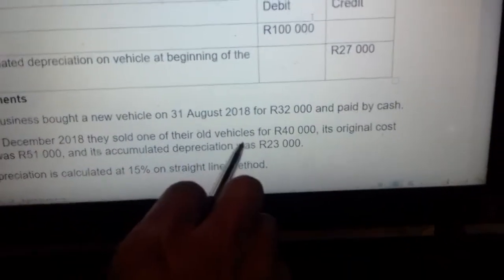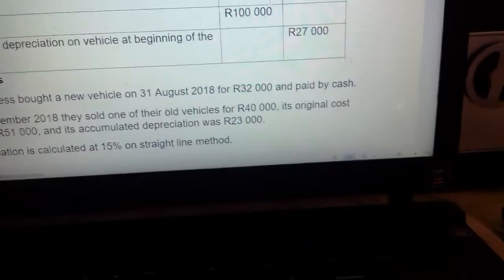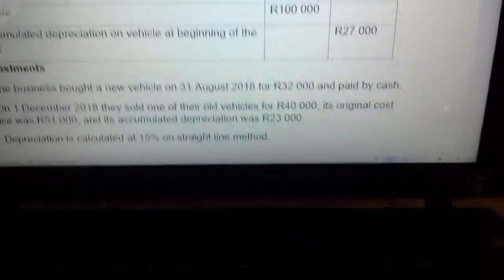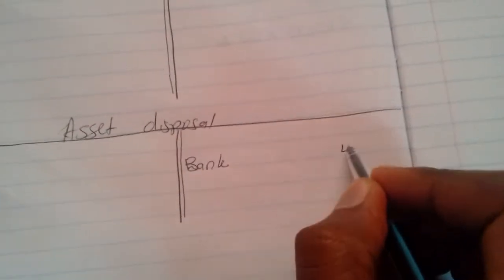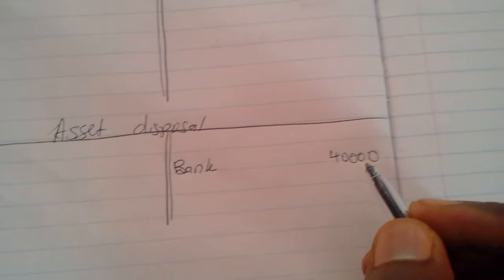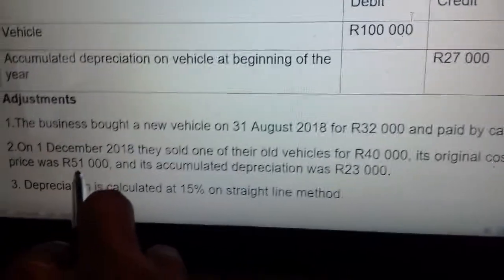They said they sold one of their old vehicles for 40,000. It means they've sold this vehicle for cash, for 40,000. That 40,000 belongs inside your asset disposal account, where you're going to say bank, 40,000. And they said its original cost was 51,000. It means the original cost of this asset is 51,000.